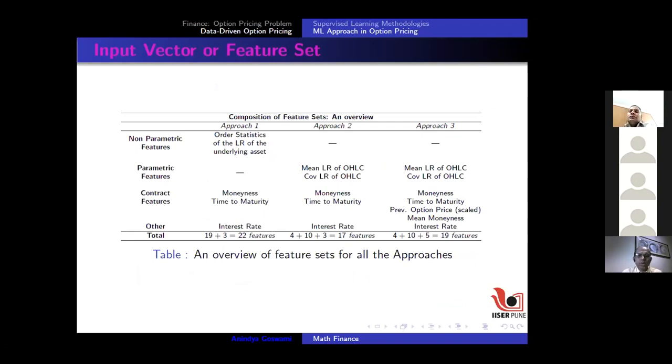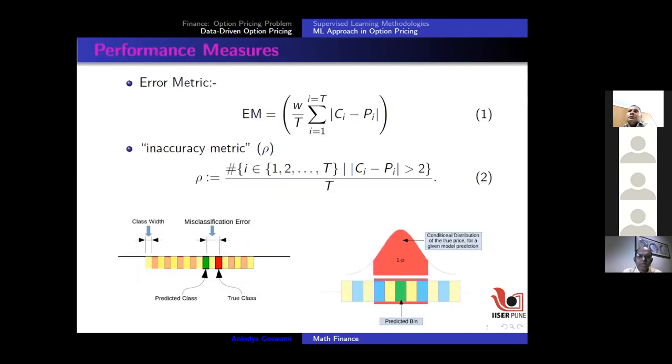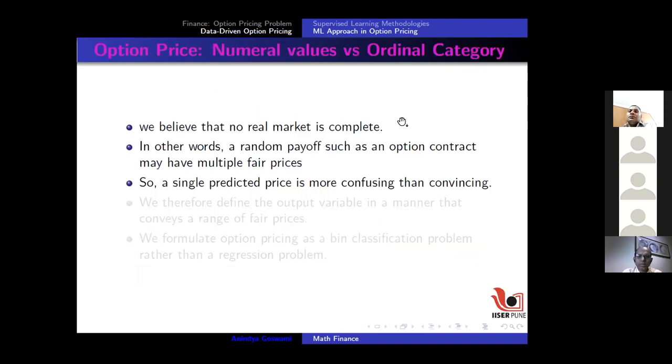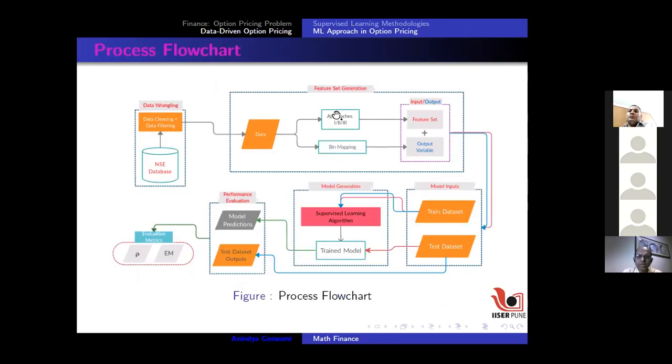These are the ways we construct our errors. Now we come to the point of how to approach the feature input variables. Here are approaches 1, 2, 3, the different things that I do.